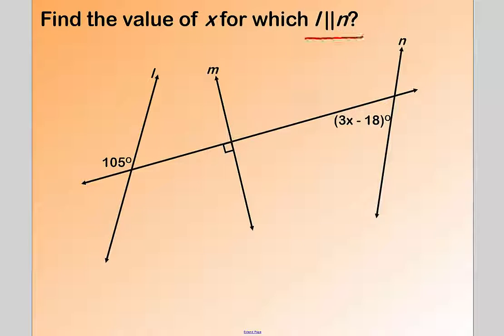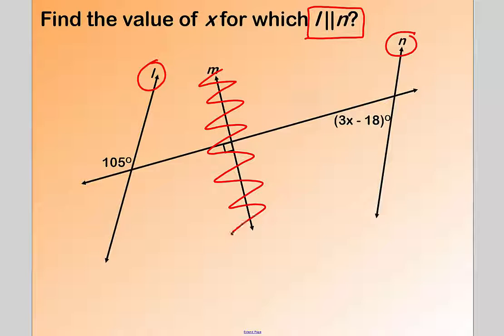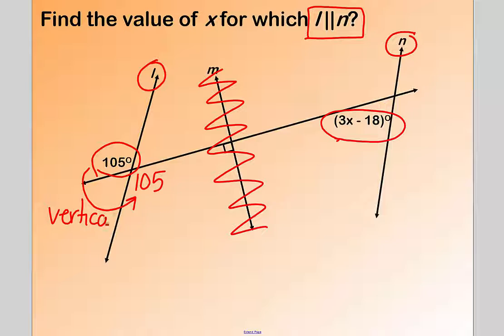In this, they talk about lines L and N. They tell me nothing about line M. So I'm going to go ahead and cross it out because it's not the transversal of those lines. I now see that I have 105 and 3x minus 18. I'm going to use vertical angles to move 105. Now I have 105 here and 3x minus 18 here.